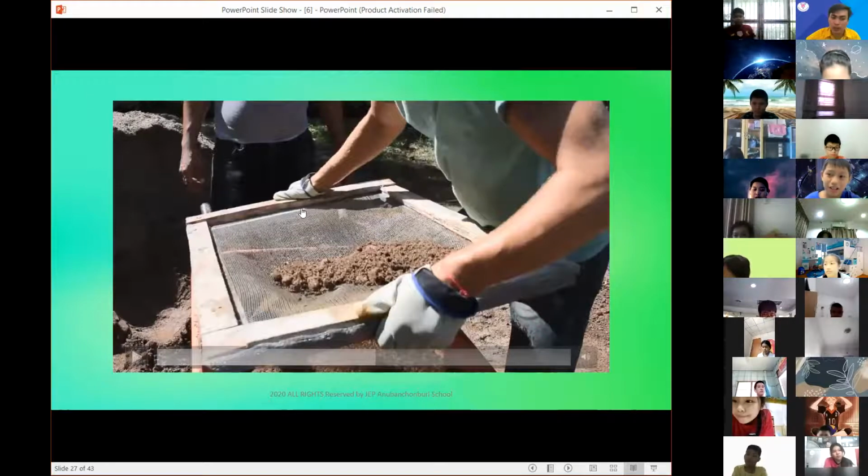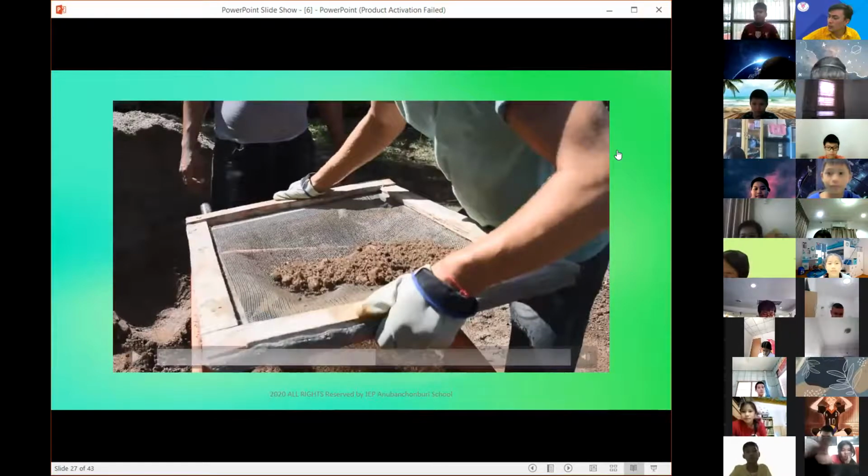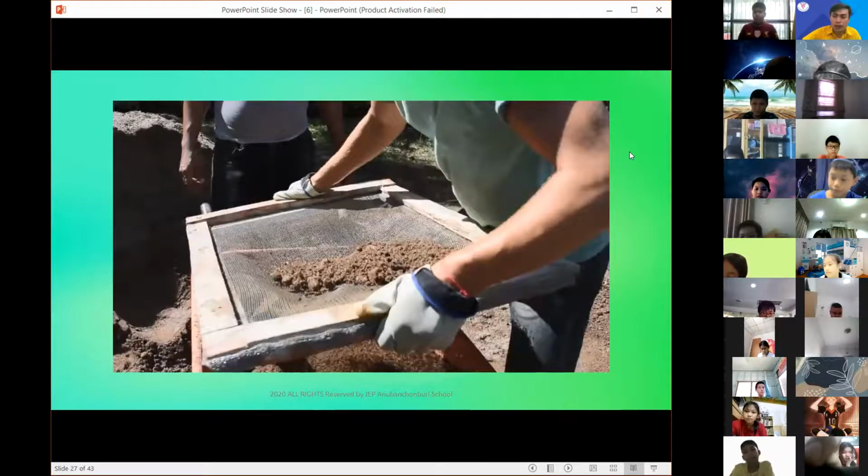So it is not only used in the kitchen. We can use this anywhere. We can even use this in the construction site, as you see here. And the idea of sifting can be used also in fishing.